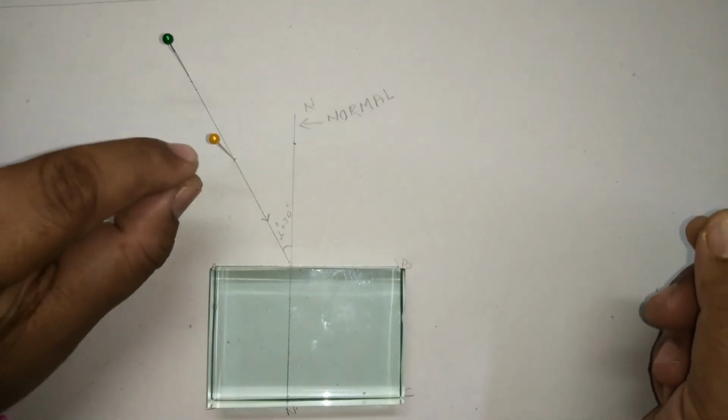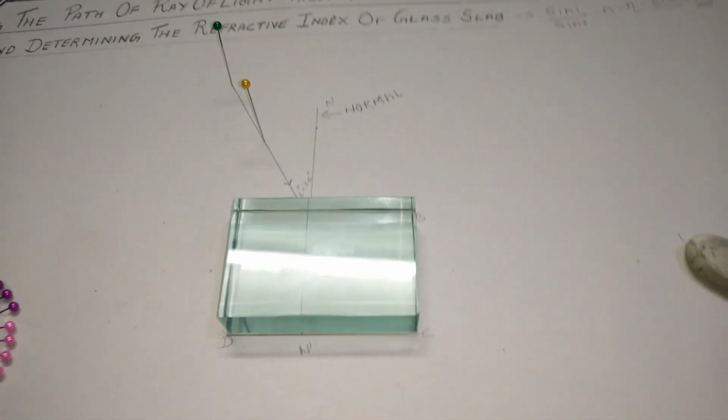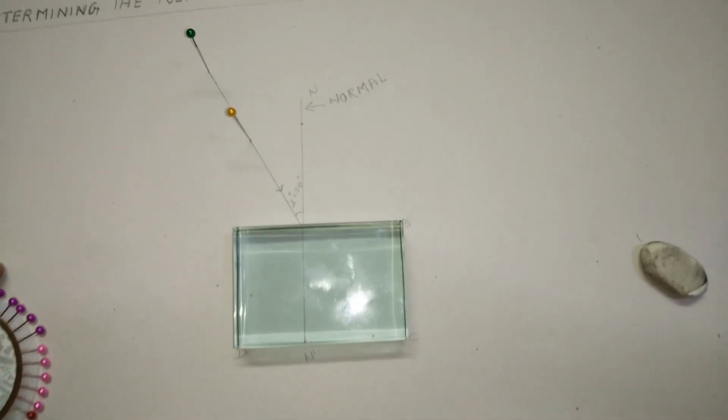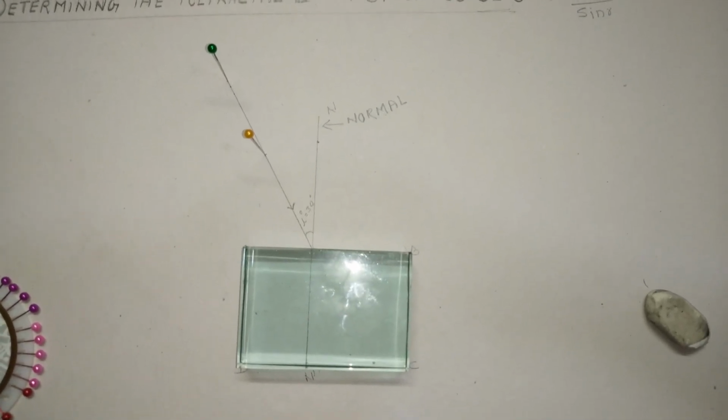So here I'm going to put one, and then I'm going to put the other on this. So these two pins are on one line here. If you look at this, you will find that these two pins are in one line, right? Now we have to take two more pins, and we'll start placing these two pins.